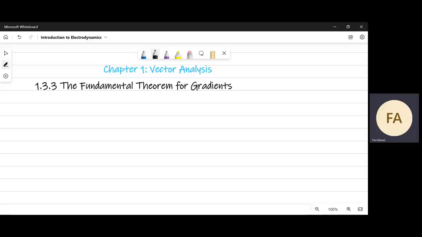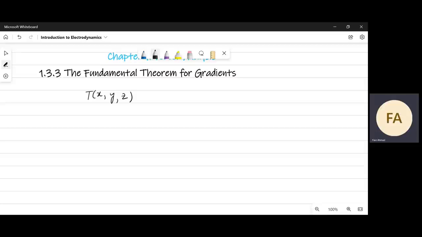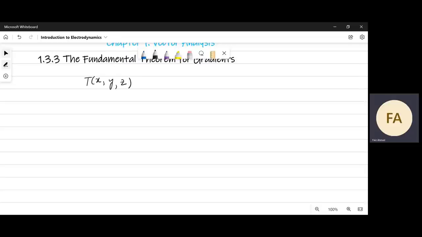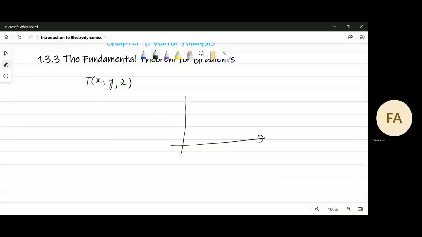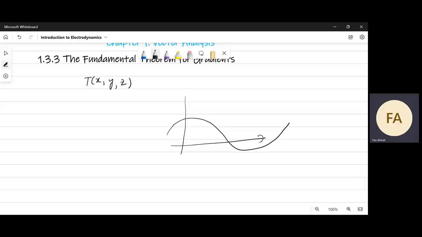Suppose we have a scalar function T of x, y, z. It is a function of three variables x, y, z, a three-dimensional function. And we want to move on a line. Say we have this line, and we are moving from point A to point B.